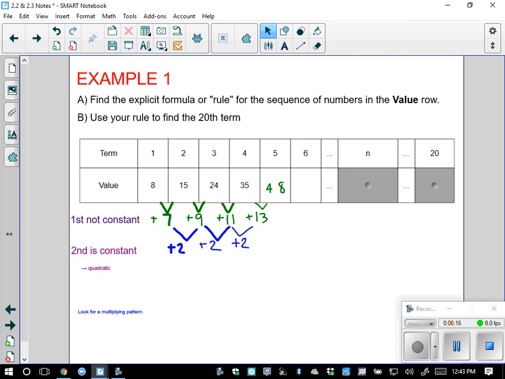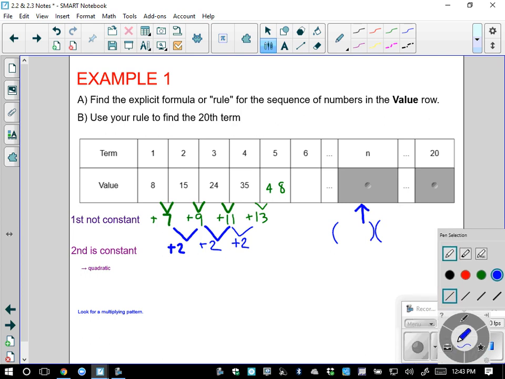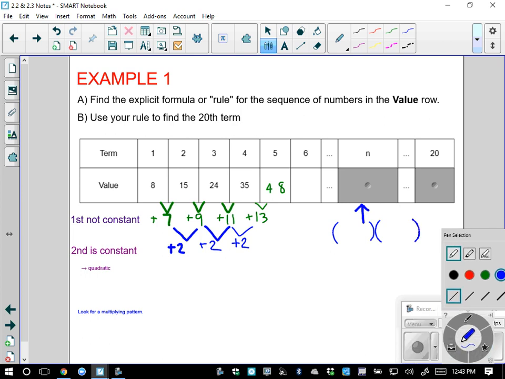I can't make that bigger, but it's a quadratic pattern. So that means in here, if you think way back to algebra last year, one of the ways we looked at quadratics was in factored form. And so what we're going to look for are two linear patterns that are multiplied together.